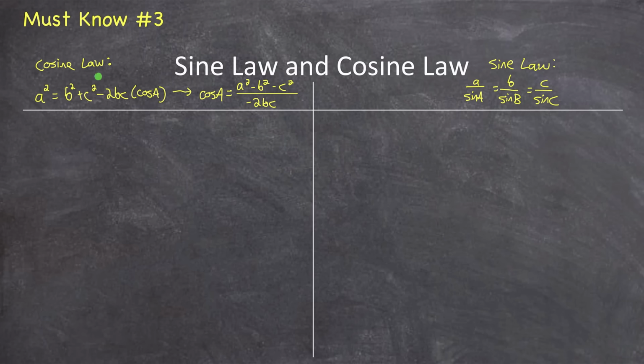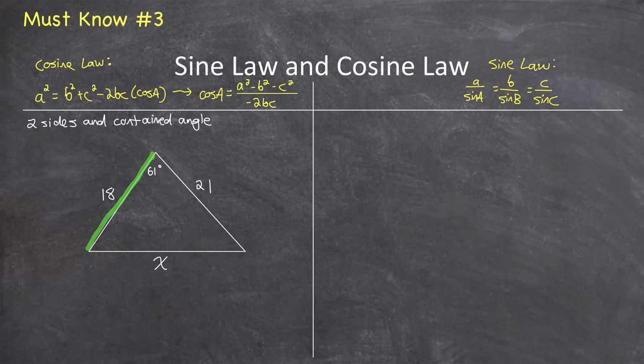The scenario where we use cosine law to find a side length is when you know two sides and the angle contained by those two sides in a triangle. So notice in this triangle we know two sides and the angle contained by those two sides, so we could solve for the opposite side using cosine law.